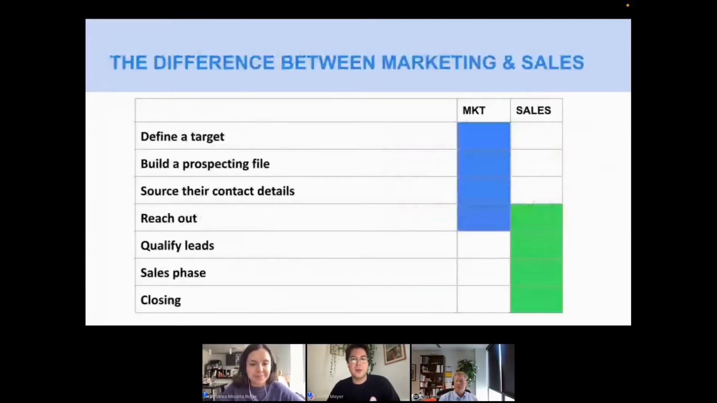Here we see the difference between marketing and sales. Basically, marketing will help you receive more inbound registrations, will create brand awareness, and will help you define your ideal target in a more targeted way, right? I'm being redundant, but yes, that's how it will do it.